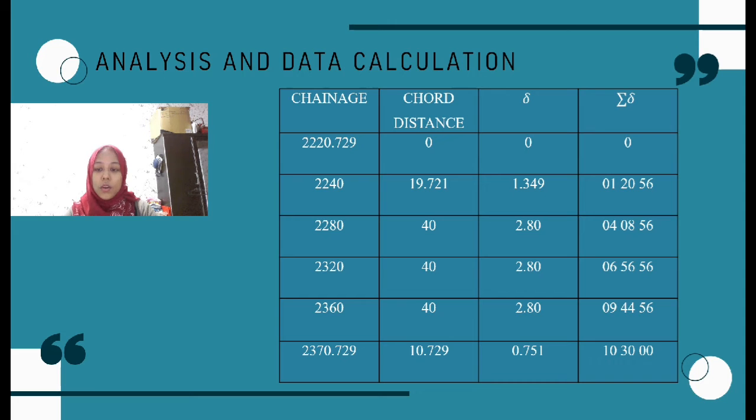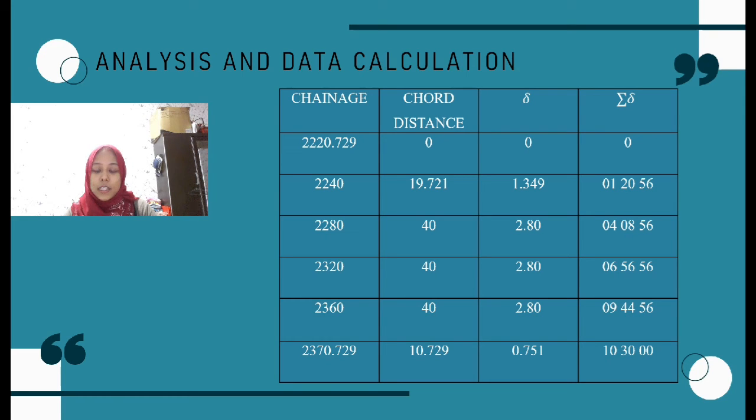For the fourth row, we have the chainage, which is 2320, and the chord distance is 40, while the deflection angle is also 2.8, and total of deflection angle 06, 56, 56. For the fifth row, the chainage is 2360, chord distance 40, deflection angle is also 2.8, total of deflection angle 09, 44, 56.